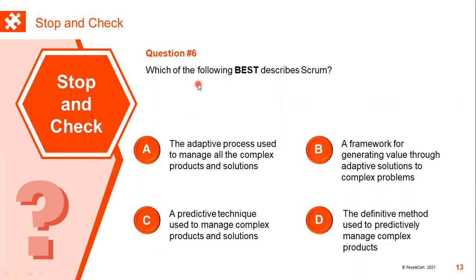Question number 6. Which of the following best describes Scrum? By the way, the question numbering is continued from module 1. So once again, which of the following best describes Scrum? A, the adaptive process used to manage all the complex products and solutions. B, a framework for generating value through adaptive solutions to complex problems. C, a predictive technique used to manage complex products and solutions. Or D, the definitive method used to predictively manage complex products.